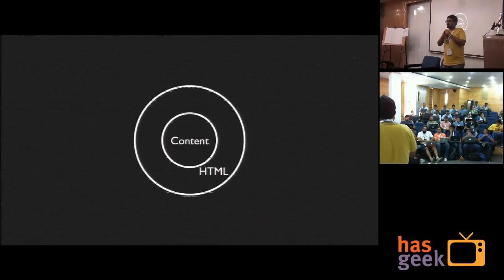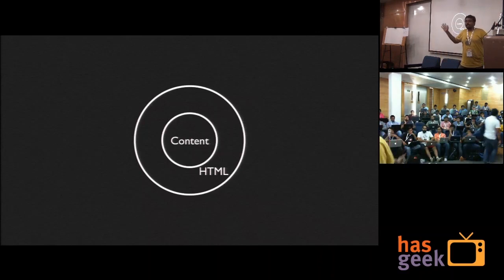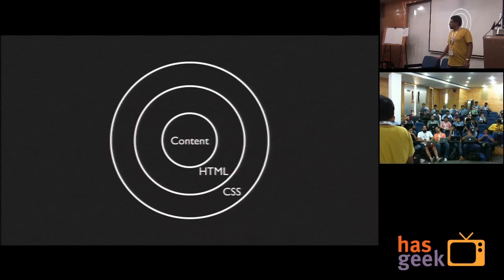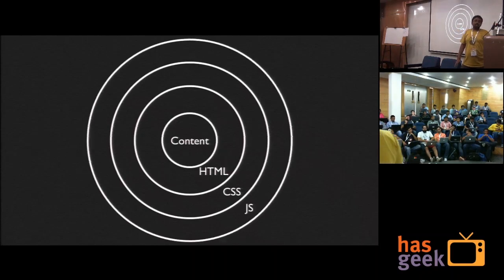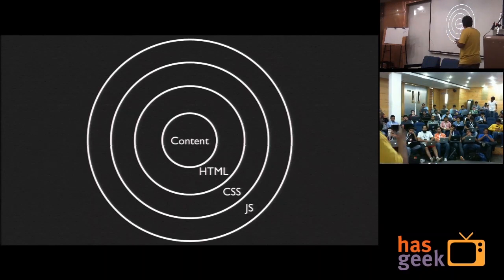What is the most important thing in your website? Content. Content, right? So you take content, then you add markup around your content. That means you structure your code, you structure your content, right? Once you do that, then you add styles, right? And once you do that, then you add JavaScript, right? And this is the method which you follow in your coding practices.